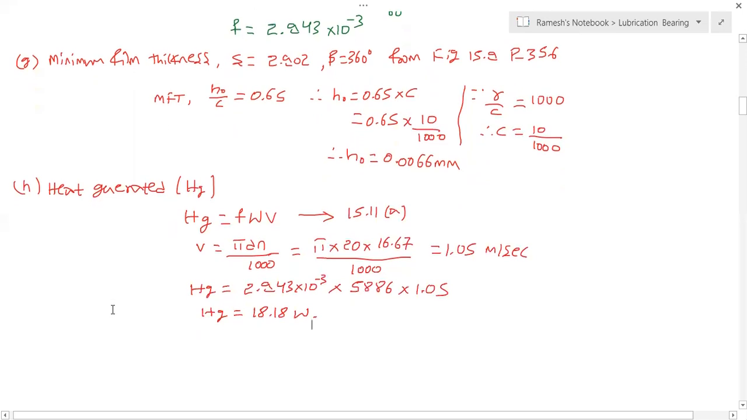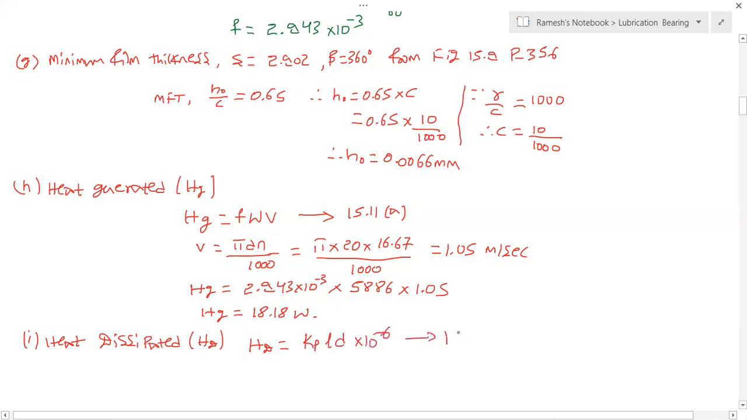Once you get the heat generated, the next step is to calculate how much heat is dissipated. Therefore, heat dissipated is denoted by HD. The formula is there in the data handbook. It is HD is equal to Kp into L into T into 10 raised to minus 6.